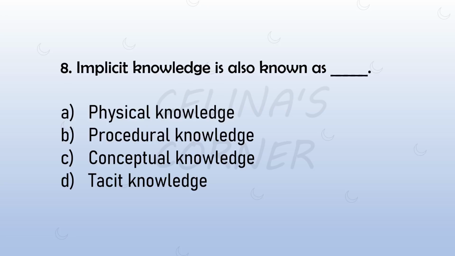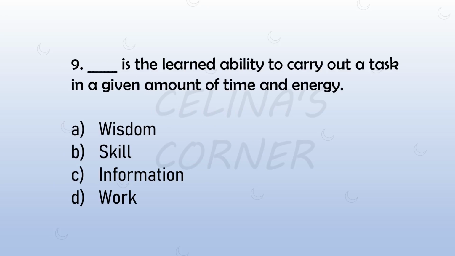Question 8. Implicit knowledge is also known as dash: physical knowledge, procedural knowledge, conceptual knowledge, or tacit knowledge. Answer is tacit knowledge. So just now I explained it to you, explicit, and this will be implicit. Okay, tacit knowledge is also known as implicit knowledge. Question 9. Dash is the learned ability to carry out a task in a given amount of time and energy. Option A, wisdom; option B, skill; option C, information; option D, work. Correct answer is option B, skill.